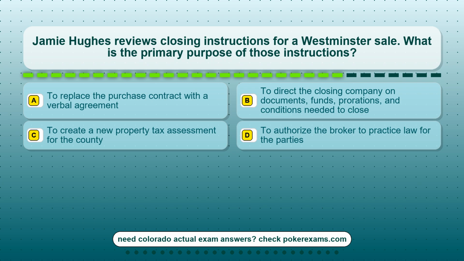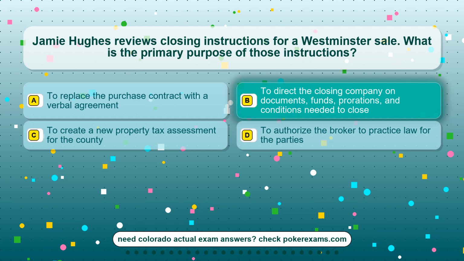Question 15. Jamie Hughes reviews closing instructions for a Westminster sale. What is the primary purpose of those instructions? Option A. To replace the purchase contract with a verbal agreement. Option B. To direct the closing company on documents, funds, preparations, and conditions needed to close. Option C. To create a new property tax assessment for the county. Option D. To authorize the broker to practice law for the parties.